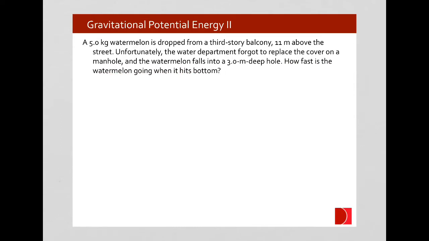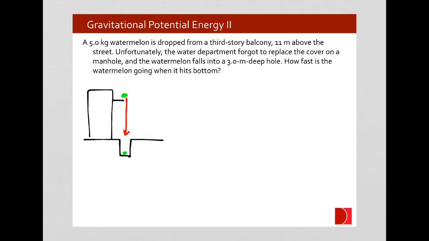So in this situation, to understand what's going on, we have the building, we have our balcony. Our watermelon is going to fall downwards, but it's not just going to fall down and hit the street, it's actually going to fall into a manhole and fall an extra 3 meters at the bottom. And eventually it's going to hit at the bottom of that manhole.